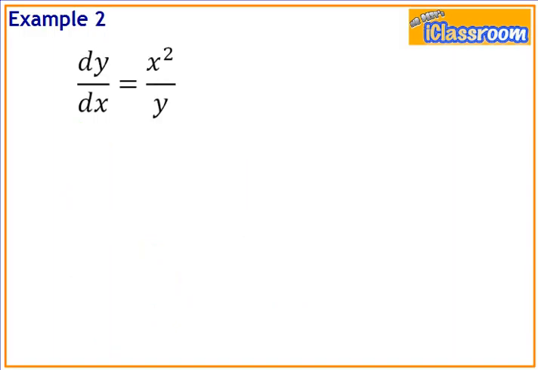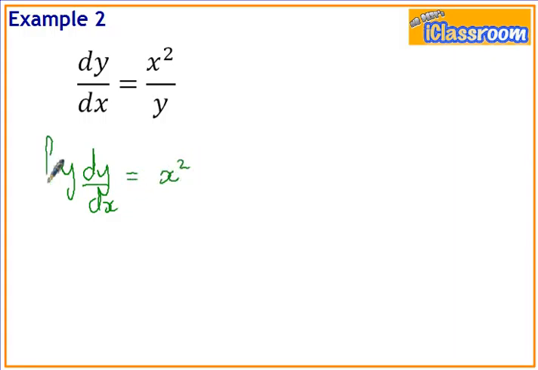Here's our second example. Okay, so this time we do need to separate out our variables. Again, we've got dy by dx. y is first, so I want to bring my y's to the left hand side and end up with y dy by dx is equal to x squared.